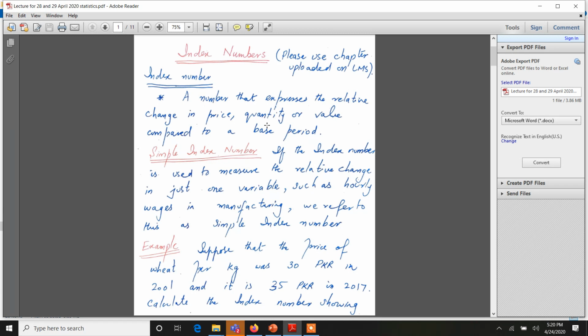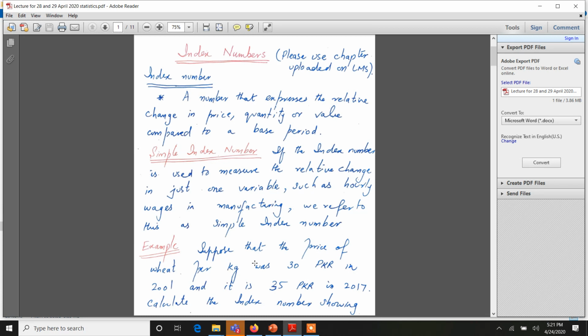So what I'm saying is an ordinary number represents a single quantity, but an index number is a holistic number that is calculated by using different domains of data. Let's start with the very simple form of index number, which is the simple index number. If the index number is used to measure the relative change in just one variable, such as hourly wages, then we call it a simple index number, right? We just have one variable.